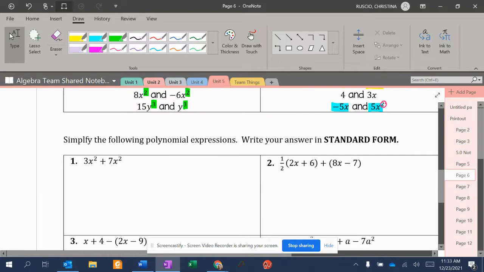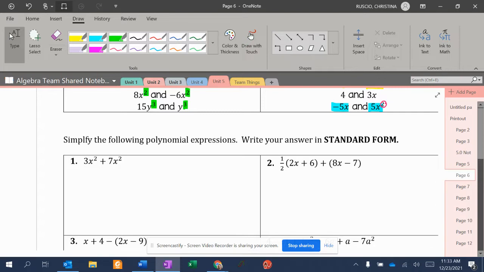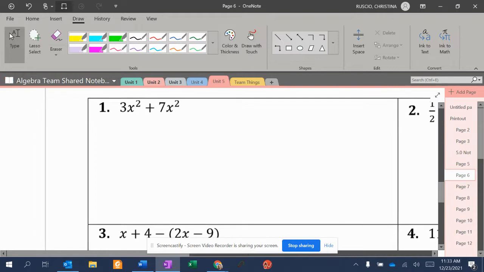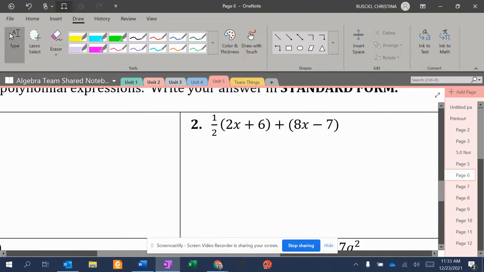All right, let's simplify these polynomial expressions. It says to write our answer in standard form. Okay, number 1, check it out. We have some like terms here because they're both x squareds. So 3x squared plus 7x squared, well, 7 plus 3, that just means that we have 10x squared. Moving on to number 2.